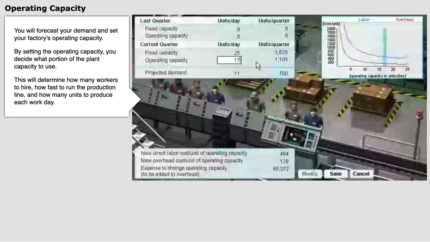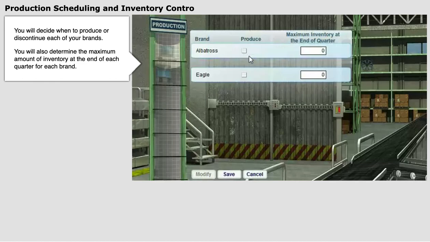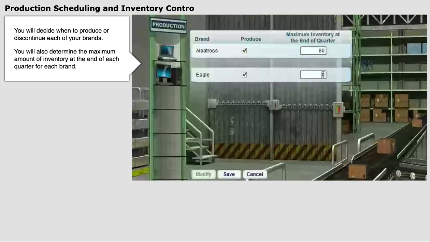This will determine how many workers to hire, how fast to run the production line, and how many units to produce each workday. You will decide when to produce or discontinue each of your brands. You will also determine the maximum amount of inventory at the end of each quarter for each brand.